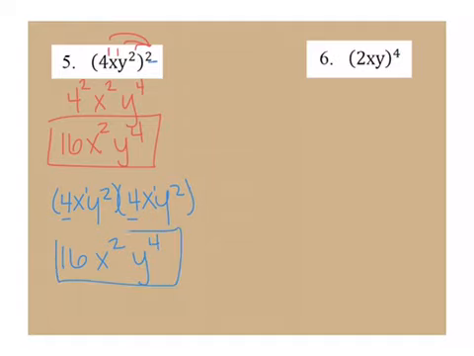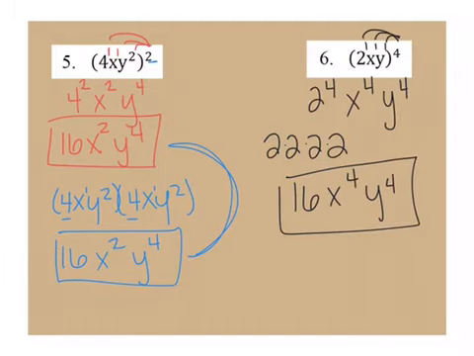Notice how those two answers are exactly the same, so it doesn't matter which way you look at doing that problem. I want you to go ahead and try example number 6. So pause the video, try it, and then come back and check your work. So when I went into this, I got 16x to the 4th, y to the 4th. If you didn't get that, please come talk to me before moving forward with the notes.